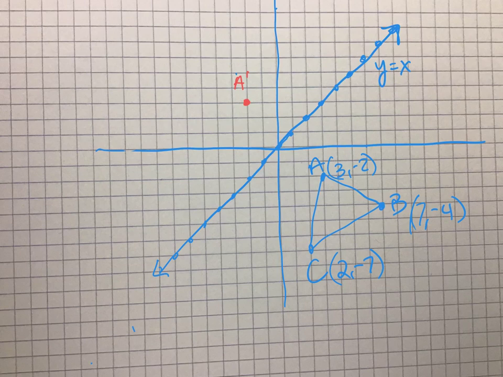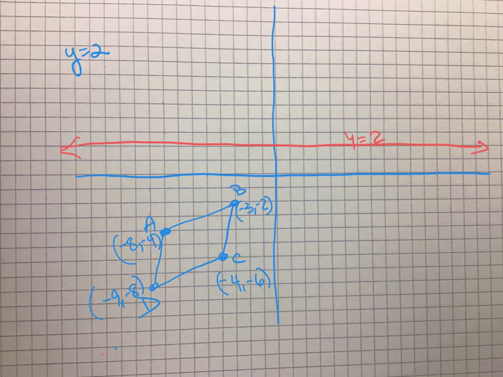And somebody else, what's B going to be? Negative 4, 7. Perfect. 1, 2, 3, 4, 5, 6, 7 is your B prime. And C, somebody else. What is C going to be? Nope, you switch the x with the y. Negative 7, 2. 1, 2, 3, 4, 5, 6, 7, up 2, and then you connect those dots. So there's your triangle reflected over that line.